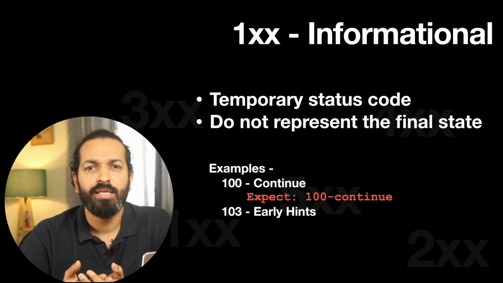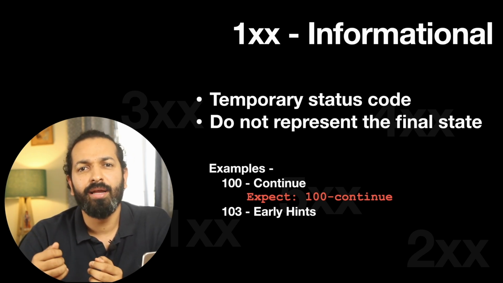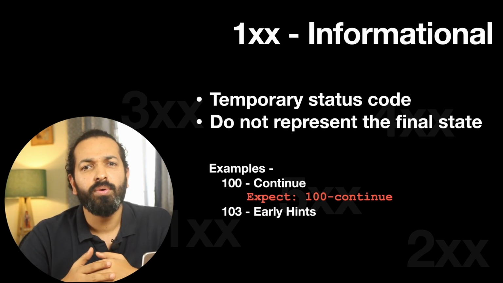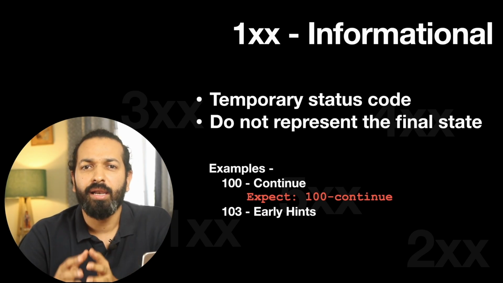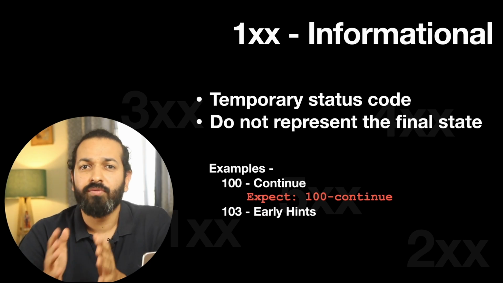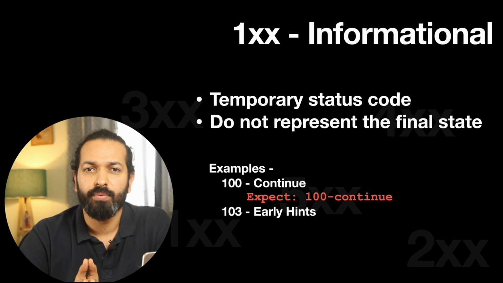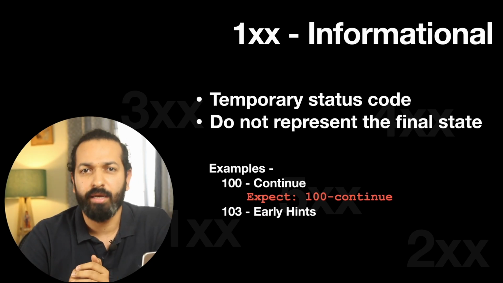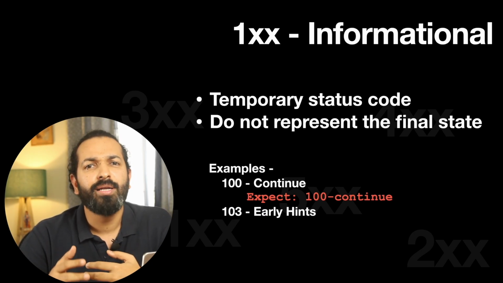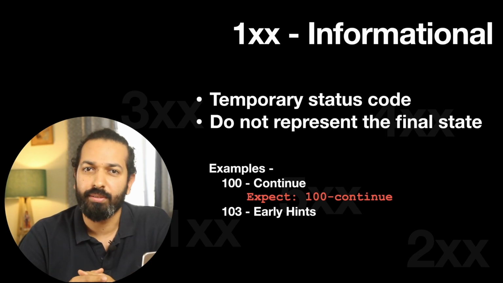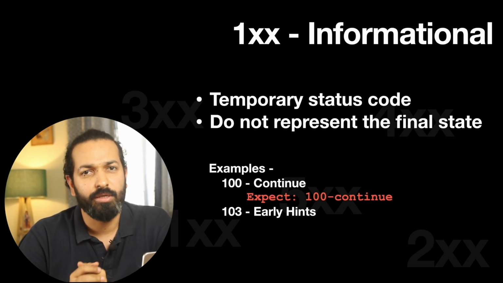So in these cases, the client can just send a header saying Expect: 100-continue, and with that, the server will get to know that the client will be sending a large request body. If the server responds with 100, it means I am prepared, please continue. And then the client can continue sending the request. It's important to understand that this happens in the same request-response cycle. It's not a new request. So that's the informational one.